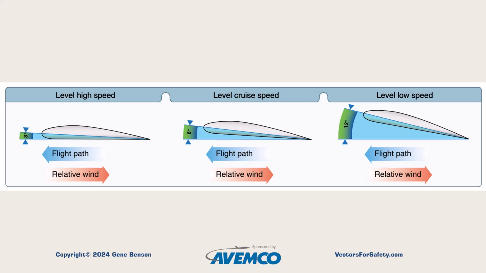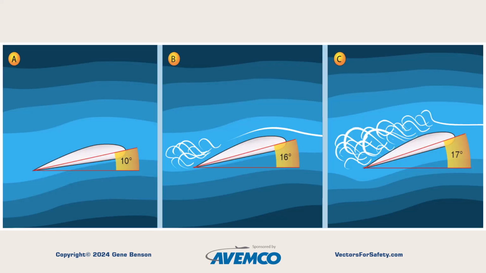For our quick review, we know that a stall is caused by exceeding the wing's critical angle of attack. But what is angle of attack? It's simply the angle between the relative wind and the chord line of the wing. This graphic shows us some examples of angle of attack. In most GA airplanes, the critical angle of attack is found around the 16 or 17 degree point.